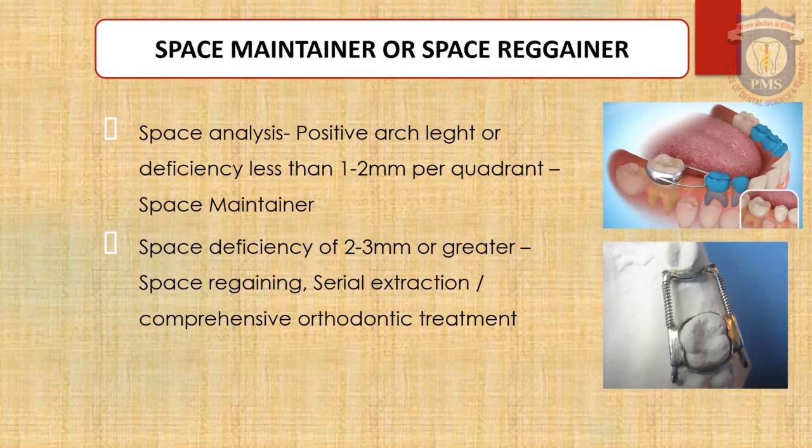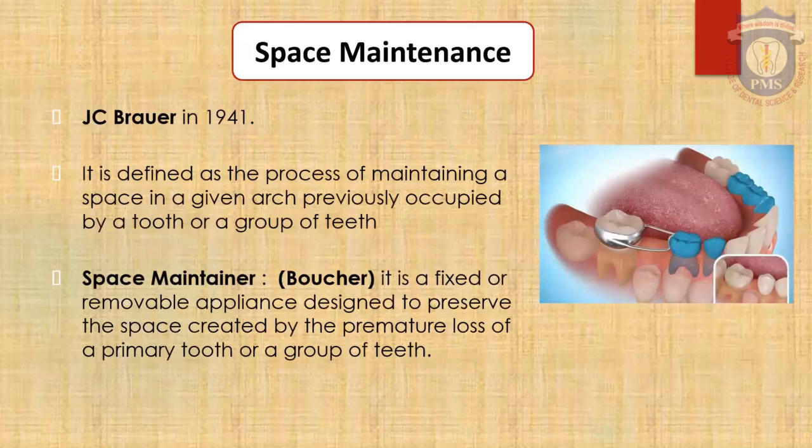From these diagnostic data, we have to plan whether we have to go for a space maintainer or a space regainer. When the space analysis shows there is a positive arch, or the deficiency is less than 1 to 2 millimeter per quadrant, you can go for a space maintainer. When the space deficiency is 2 to 3 millimeter or greater, we should go for a space regainer, or we should also consider serial extraction and a comprehensive orthodontic treatment.